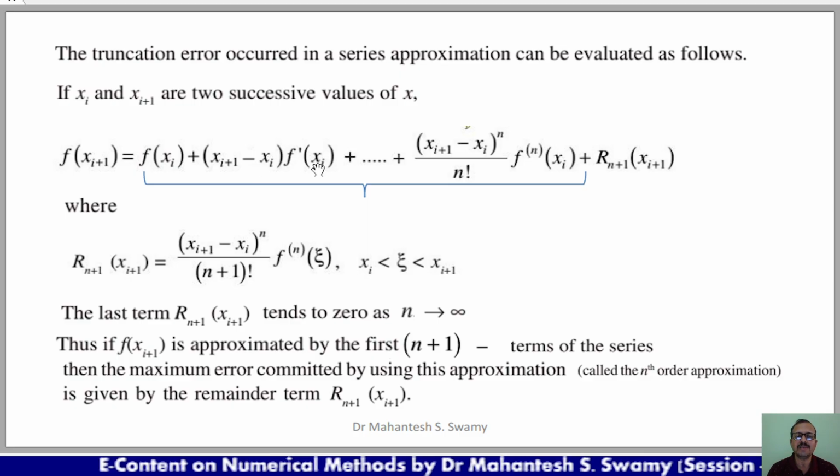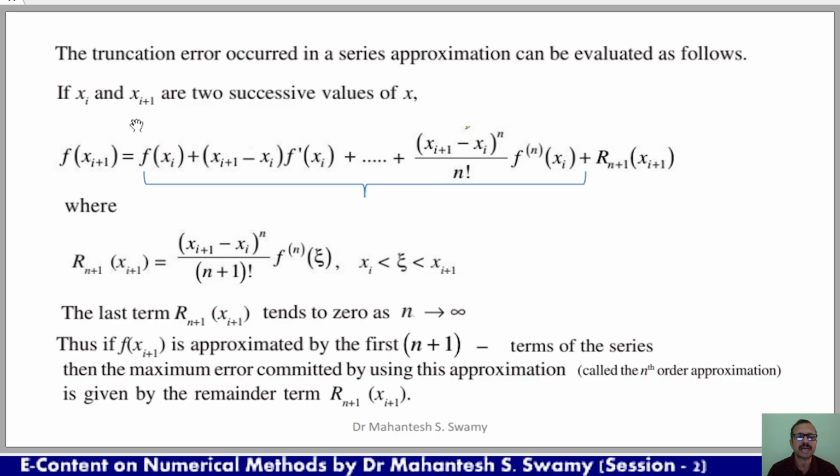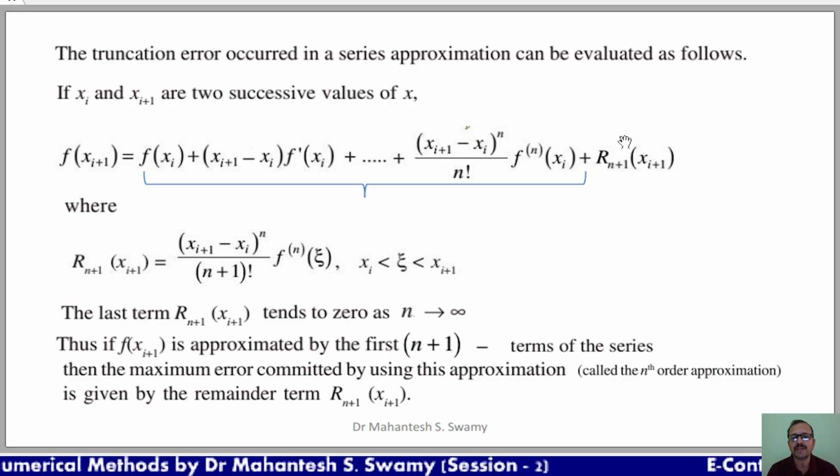Wherever a is there, we have substituted xi, and wherever x is there, we have substituted xi plus 1. So up to here, you see, this is the 0th order term, this is the first order term, this is the nth order term. We have not stopped at n minus 1, we have come up to nth degree term, that is n plus 1th term, and after that the remainder after n plus 1 terms, that is Rn plus 1, which is given by this as per the previous definition.